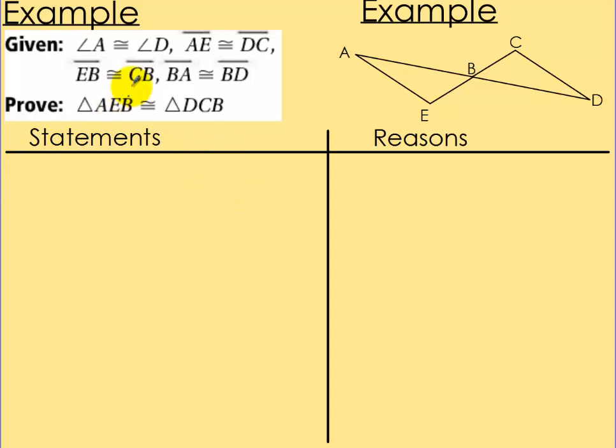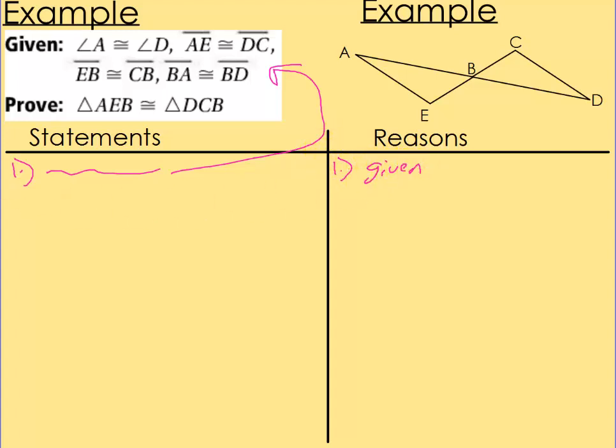Okay, so we're given a load of information and I want to prove this triangle. So my statement number 1 is my givens. It says angle A is congruent to angle D. AE is congruent to DC. And EB is congruent to CB. And BA is congruent to BD. So I'm going to say my statements are all this given stuff. I can type it out, but I don't want to write it all out. The reason for that is that's what's given.